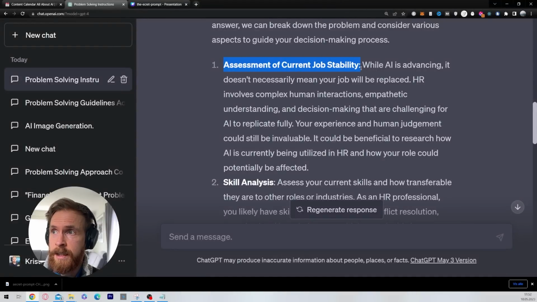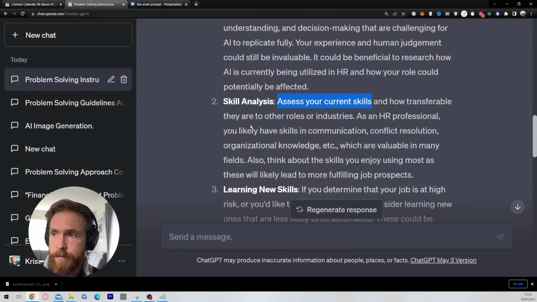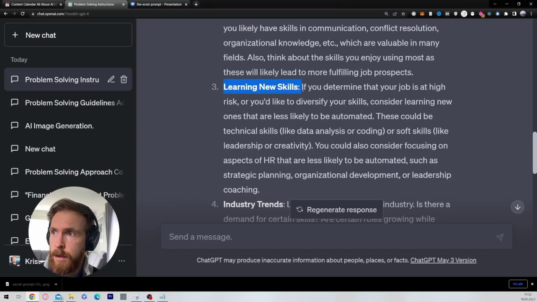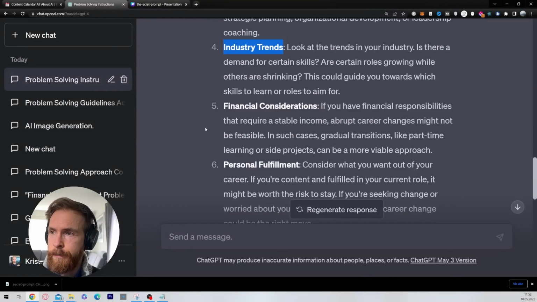We're going to assess the current job stability. We're going to do some skill analysis, so assess your current skills and how transferable they are to other roles. Yes, learning new skills, always important. If you determine that your job is at high risk, you would like to diversify your skills. That's good. Industry trends, that's important. So look at the trends in the industry. Is there a demand for a certain skill?